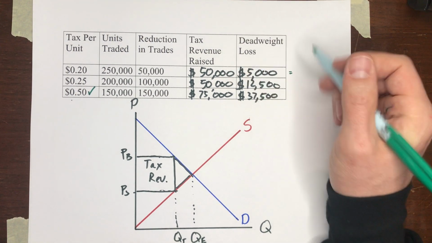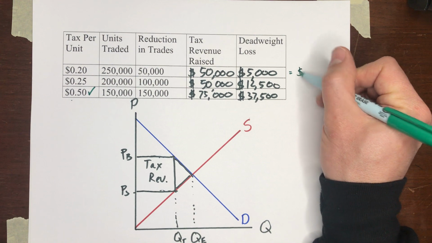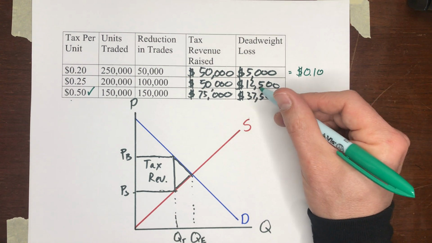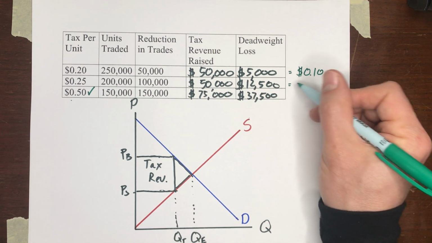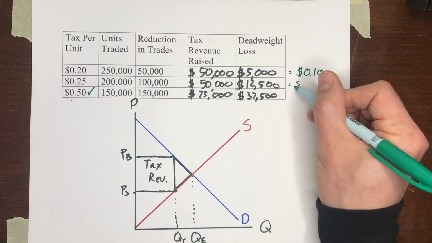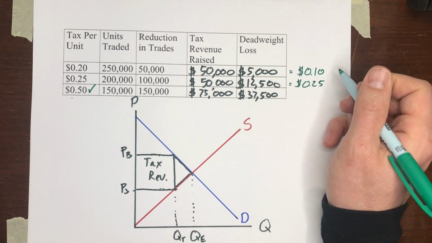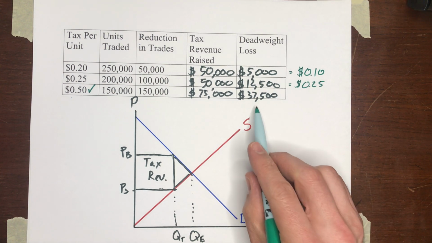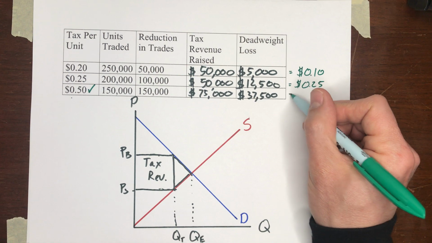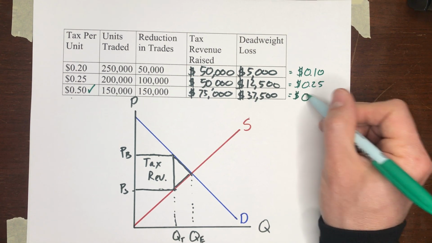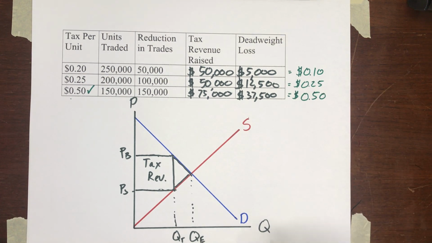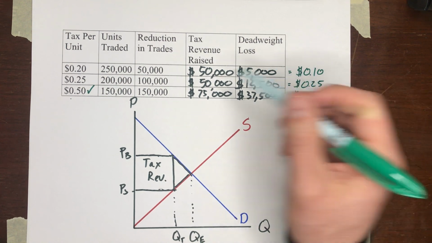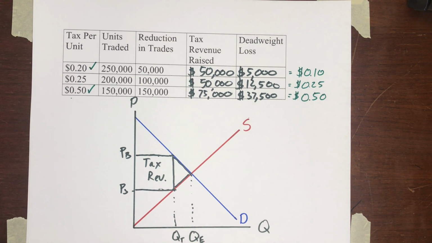And here that's 5,000 divided by 50,000. That gives you 10 cents of deadweight loss per dollar raised. Here you've got 12,500 divided by 50,000, and that is 25 cents of deadweight loss per dollar of tax revenue raised. And finally, if you divide 37,500 by 75,000, you get a deadweight loss per tax dollar raised of 50 cents. So the most efficient tax is going to be the one that gives you the smallest number here, and that is obviously 20 cents per unit.